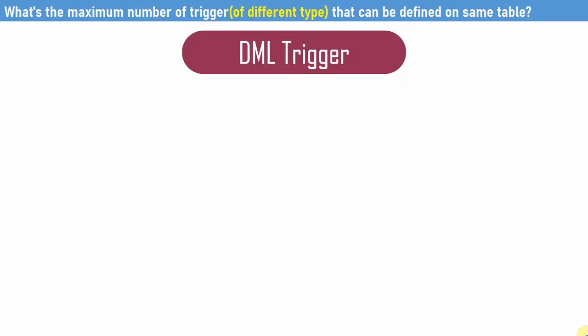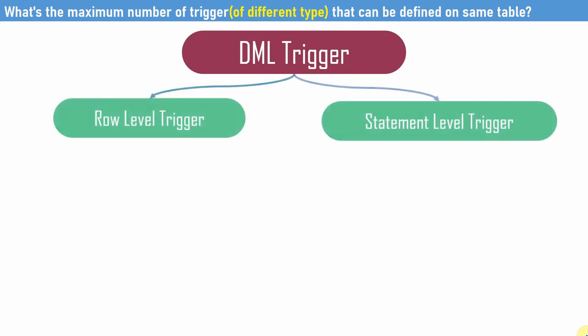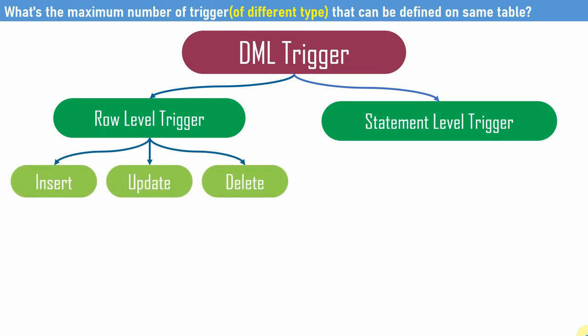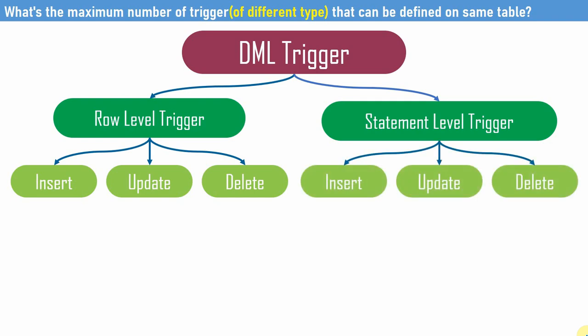The DML triggers are broadly classified into two types, a row level trigger and a statement level trigger. The row level trigger will get fired for each and every row that is getting modified, whereas the statement level trigger will get fired once for the statement execution. Further, the row level and statement level triggers are classified based on the type of DML operation. So we have three types of row level trigger: insert, update and delete. Similarly, we have insert, update and delete statement level triggers.